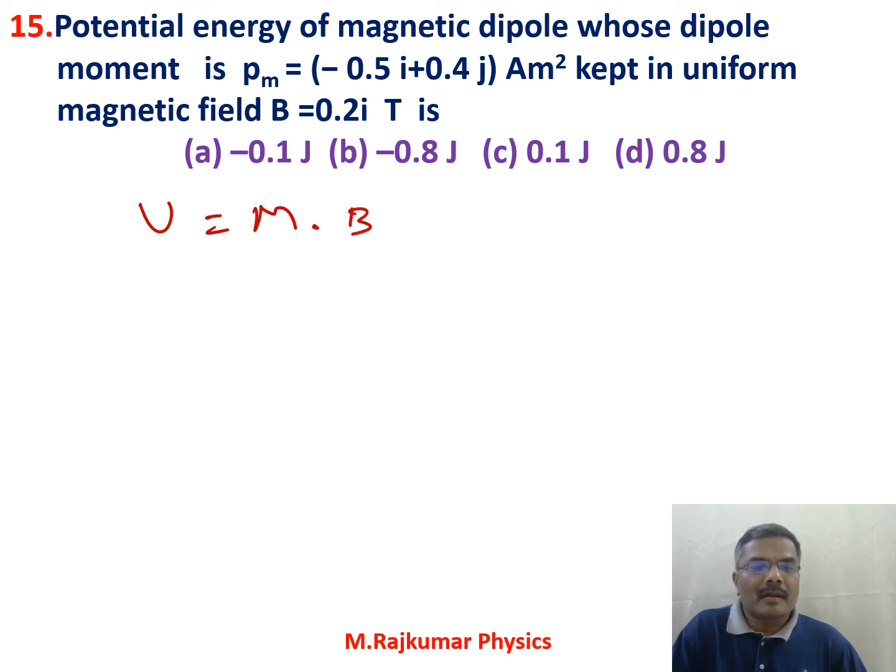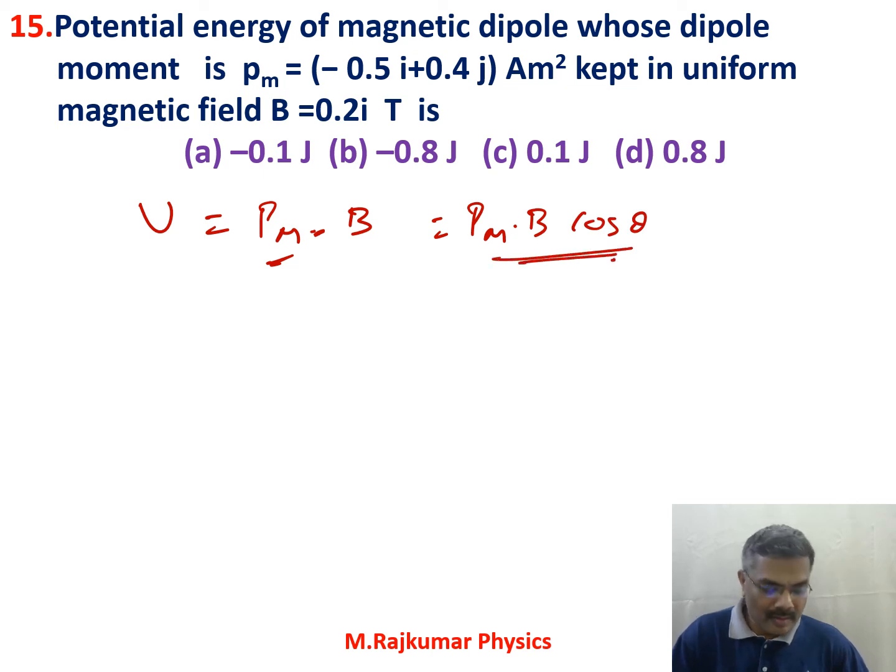That is a dot product of moment. So here I can take this one as Pm into B, that is the magnetic dipole moment into the magnetic field, dot product. So this one is Pm into B cos theta. This potential energy will be in the minus, so minus Pm dot B. Okay, this is the formula.